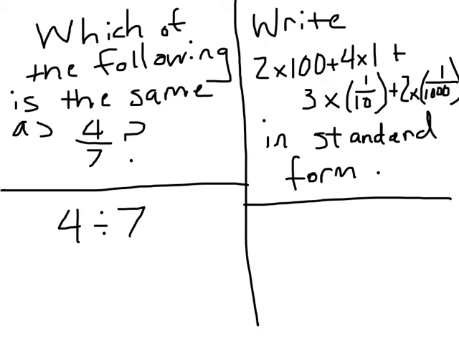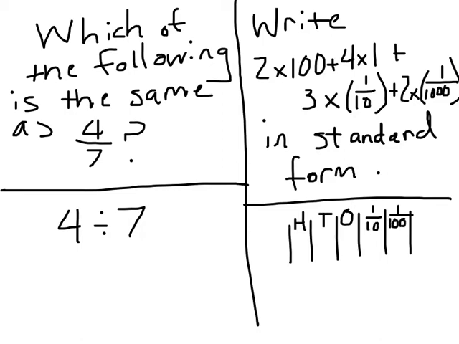Now, write this number in standard form. When I do this, I can draw a place value chart to help me. I know I've got hundreds, tens, ones, tenths, hundredths, and thousandths. The 2 is in the hundreds place.